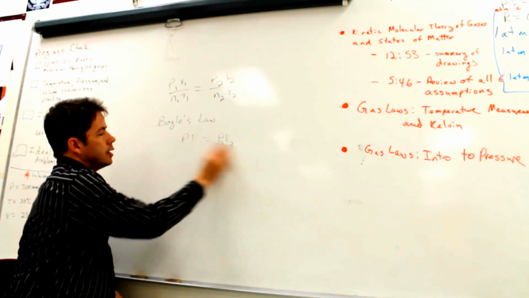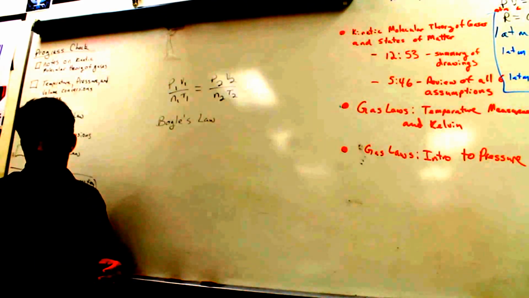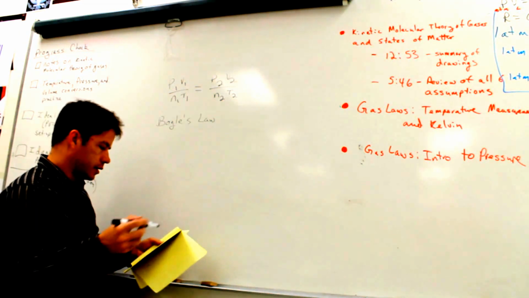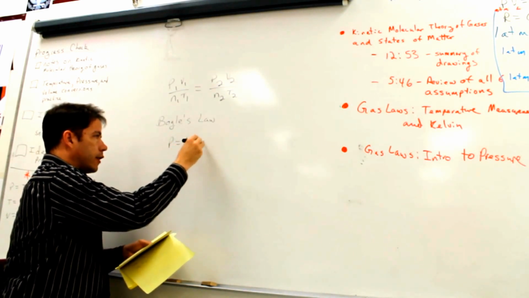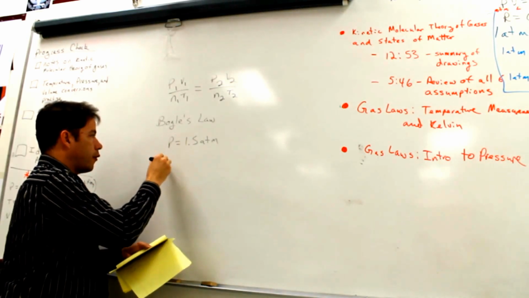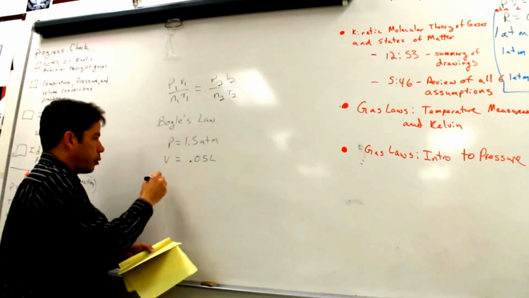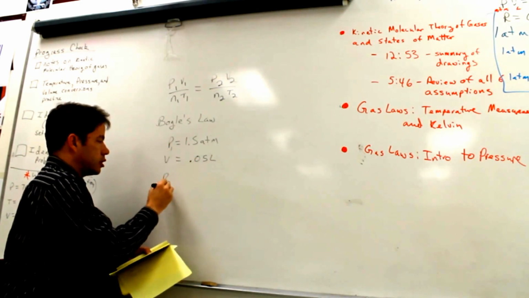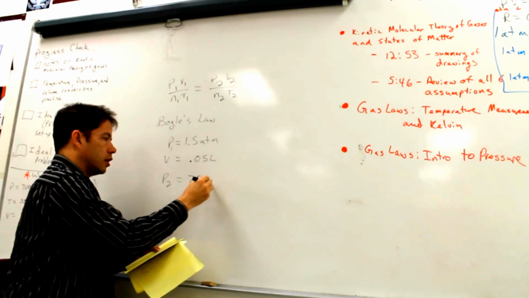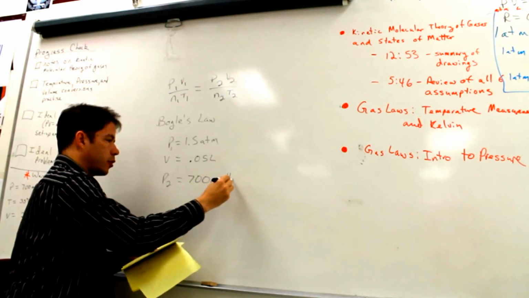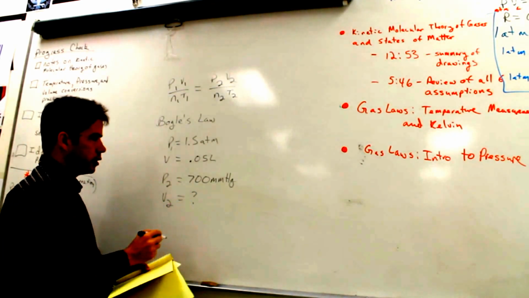But to make things simple for us, we're going to solve these problems all together. So let's say we're looking at a problem, and it says you have a pressure of 1.5 atmospheres, and you have a volume of 0.05 liters, and the pressure changes. So it's changing. You got to be careful as you read these word problems which condition you're talking about. It changes to 700 millimeters of mercury, and now we are wondering, what is my new volume?